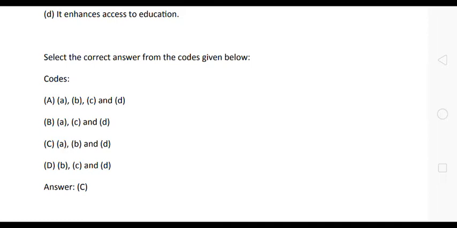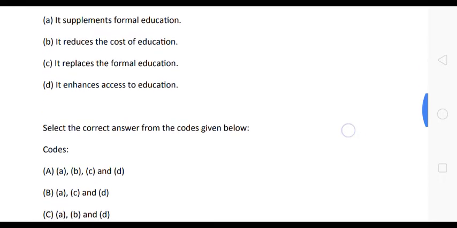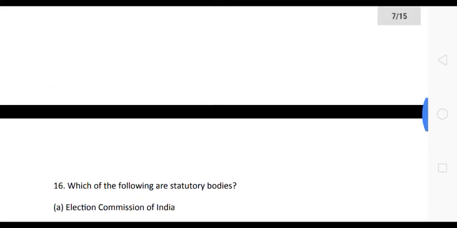A, B, D statements are correct regarding distance education in India. A, it supplements formal education. B, it reduces the cost of education. And D, it enhances access to education. These statements are correct about distance education in India. Okay, friends. Now let us see the next question.